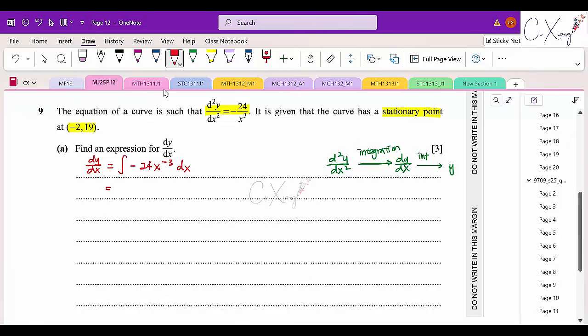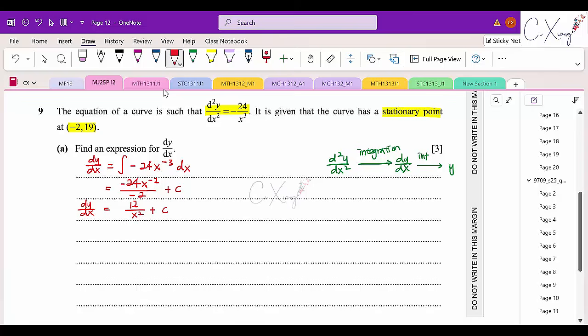Alright, so let us integrate it. Negative 24 is a constant, so you just copy. Focus on x to the power of negative 3. Power plus 1 becomes negative 2, and you divide it by the new power, negative 2. Then you have a plus c at the back. Therefore, dy/dx is equal to 12/x² + c.